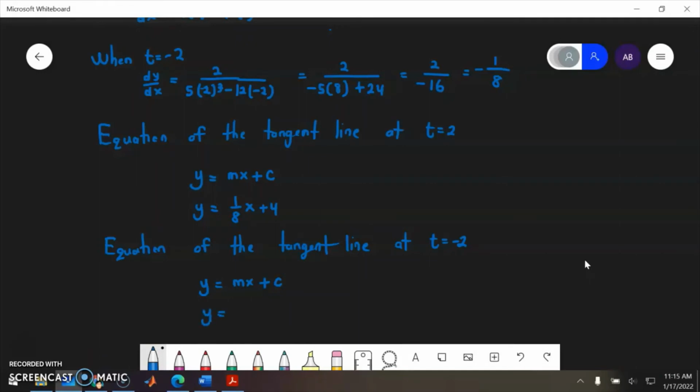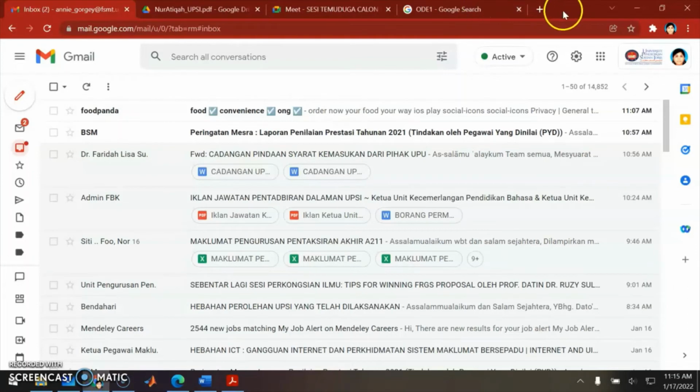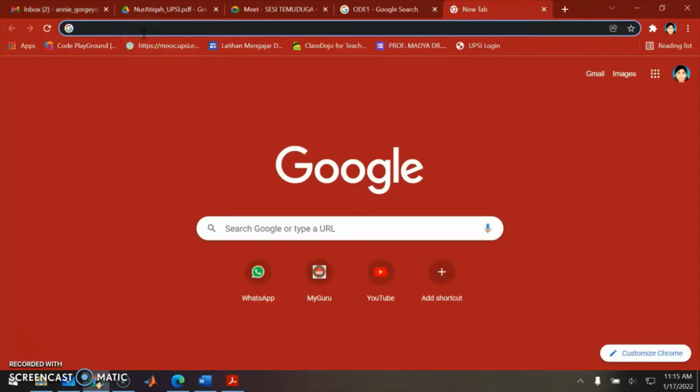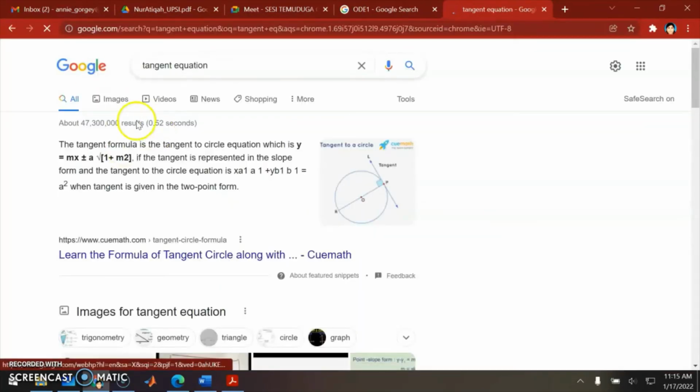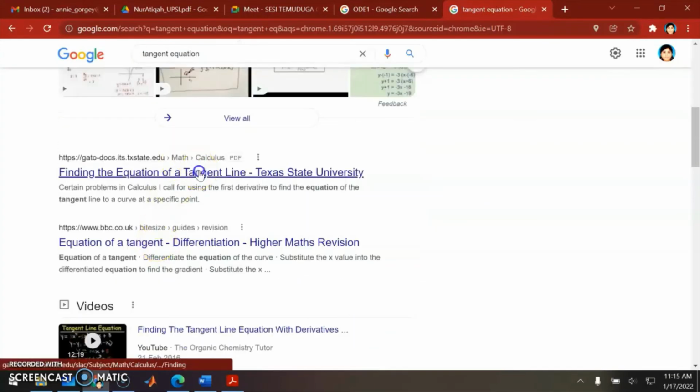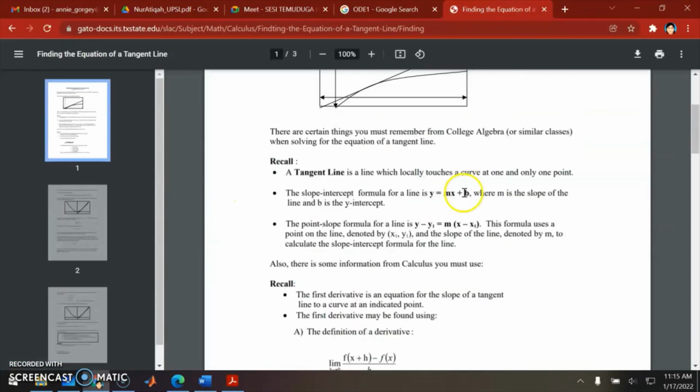So y equals minus 1 over 8 plus 4. Okay, so let's quickly Google and see what you get. Tangent equation, or equation of a tangent. Okay, so I want to see what you call that. From here, what can you see? Some of the terms, y-intercept, that's what I want to call it.